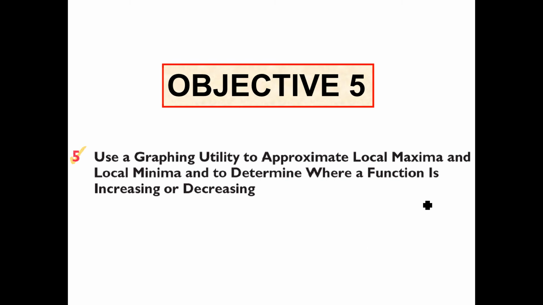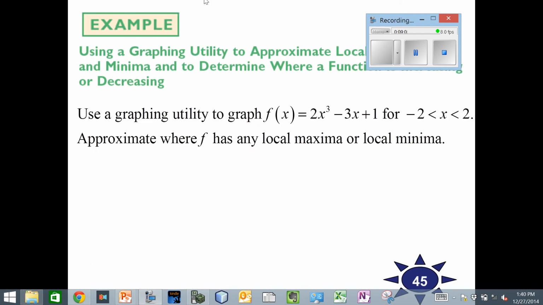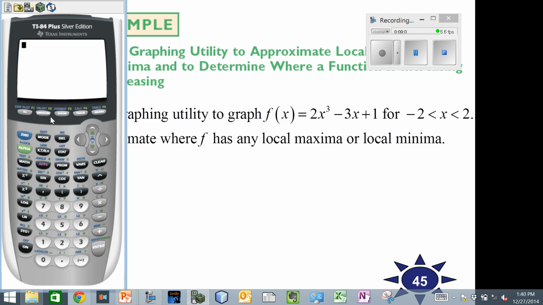Okay, so let's use a graphing utility now to approximate the local maxima and minima and to see when we're increasing and decreasing. So here's our function. I'm going to go over to our graphing calculator and plug this in. So y equals 2x cubed minus 3x plus 1. Okay, and we also here have some restrictions. So we only want to graph this from -2 to 2. So we can actually tell our graphing calculator to do that.